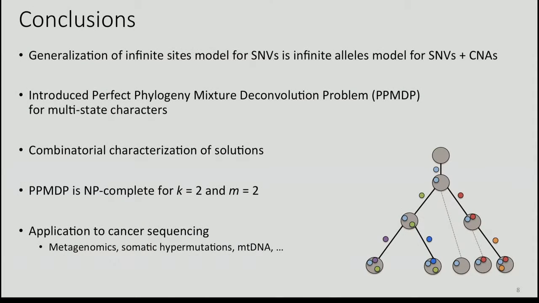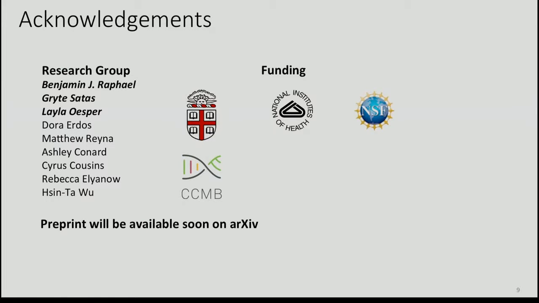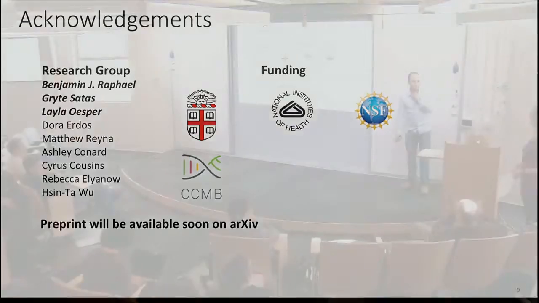So to conclude, I've shown you how the infinite sites model for SNVs can be generalized to the infinite alleles model for SNVs and CNAs. I've introduced the perfect phylogeny mixture deconvolution problem, briefly shown you what solutions of this problem look like, said something about the hardness, and shown you how this can be applied to cancer sequencing data. There are more applications to this problem. With that, I'd like to thank Ben, my advisor, my co-authors Greta and Leila, and the rest of the Raphael research group. I skipped over a lot of details, but there will be a preprint available soon on the arXiv. Thanks.